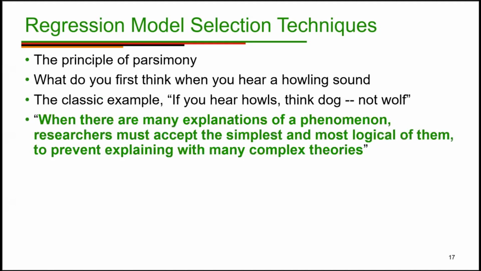So basically what this concept is about is that, when you have a host of many phenomena that can explain things, researchers must always accept the simplest and most logical of them to prevent explaining in many complex theories. Simply put, if you can't explain it simply enough, it means you don't understand it. If you're going to Lusaka, use the most direct route and don't start going to Kasama, then to Muingu, then to Mansa. It's a long road, right? Use the most direct and simpler way to explain concepts.